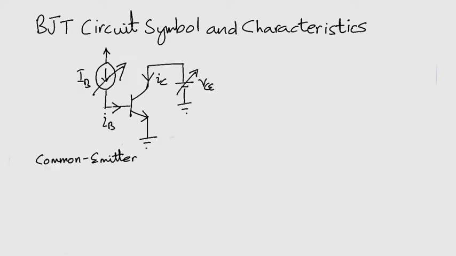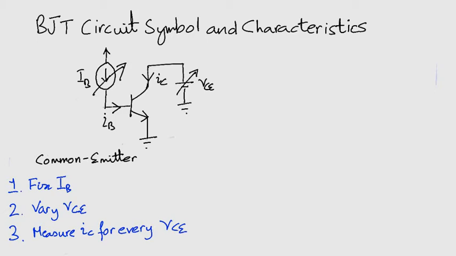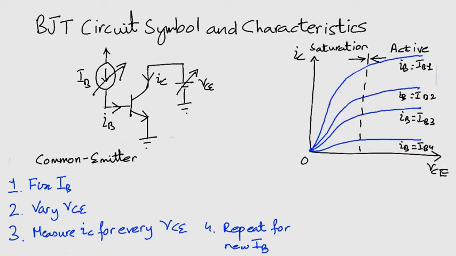This is the common emitter configuration. In this we plot IC versus VCE for fixed values of IB. So the first step is to fix IB. The next step is to vary VCE. The third step is to measure IC for every VCE. And the fourth one is to repeat the procedure for a new value of IB. Now let's look at the graph.